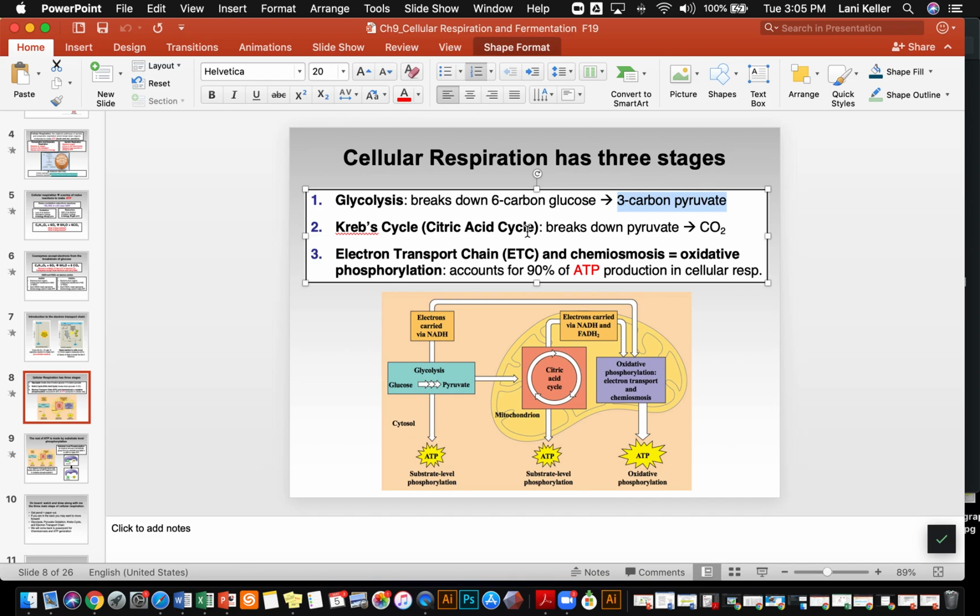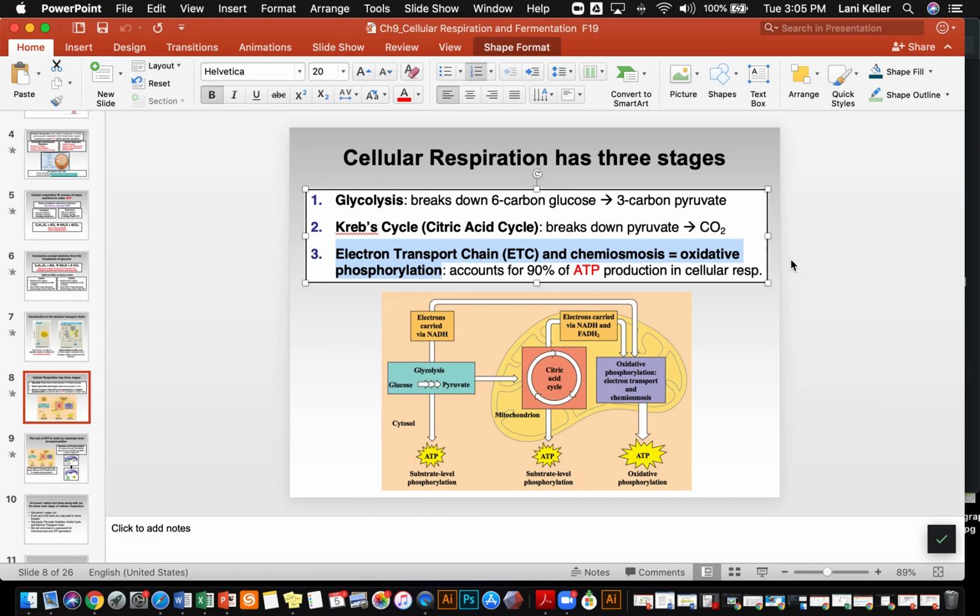If you have oxygen around, these 3-carbon pyruvates can go into the mitochondria for the Krebs cycle, right? We also talked about before the Krebs cycle that pyruvate has to get converted to acetyl-CoA through pyruvate oxidation. And then it will go into the Krebs cycle, where we get a lot of carbon dioxide generation. In addition, we get some of these high energy electron carriers in the form of NADH and FADH2. The electron transport chain and chemiosmosis together make oxidative phosphorylation.